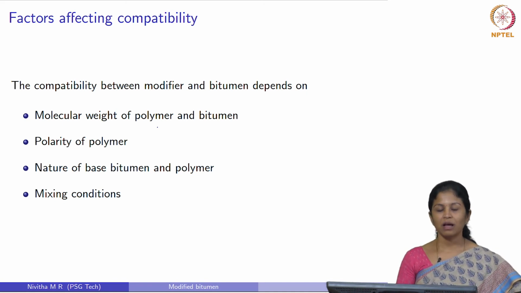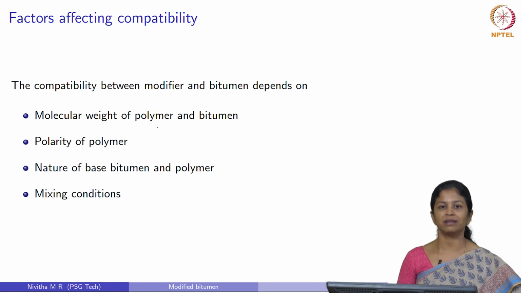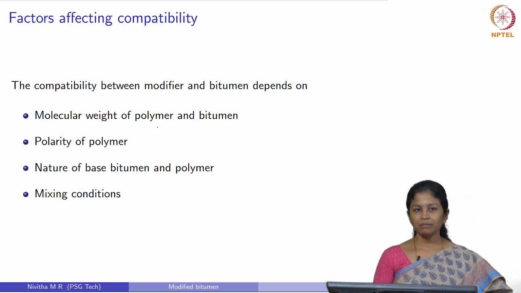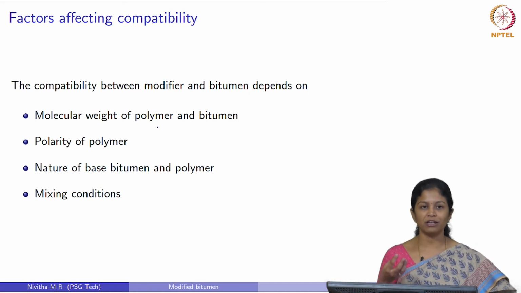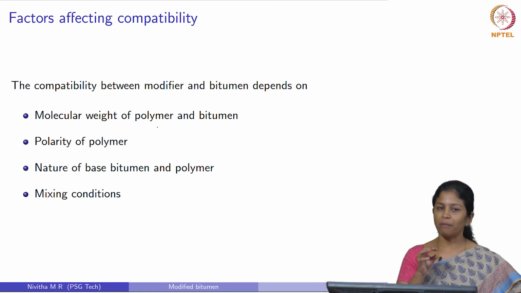So, the first factor is molecular weight of polymer and bitumen. If we add 2 materials of highly differing molecular weight, then they tend to phase separate. Again, it depends upon the specific gravity of these materials. To give an example, many people add high density polyethylene to bitumen to modify bitumen. The specific gravity of high density polyethylene is about 1.35 to 1.4, whereas the specific gravity of bitumen is roughly around 1.06. So, the specific gravities of these 2 materials are totally different and then they easily tend to phase separate. So, phase separation is commonly reported in case of high density polyethylene modified bitumen.